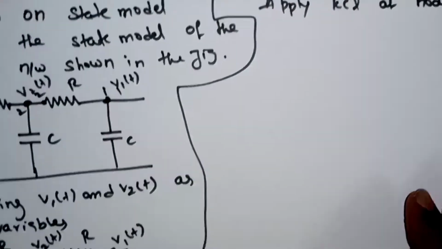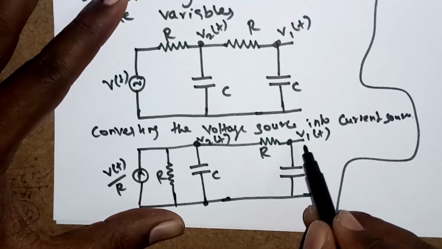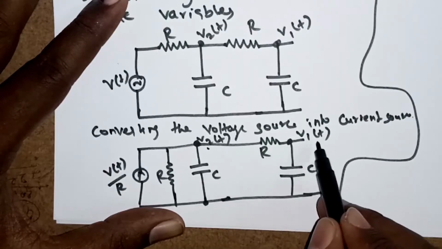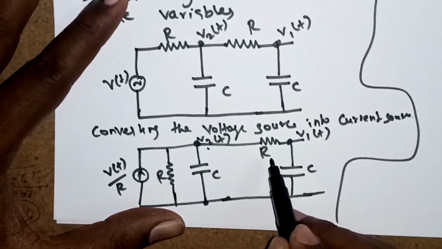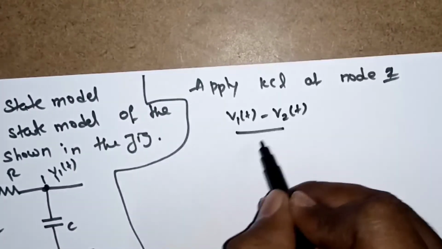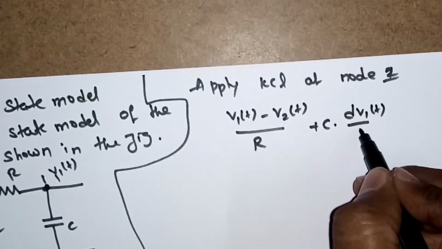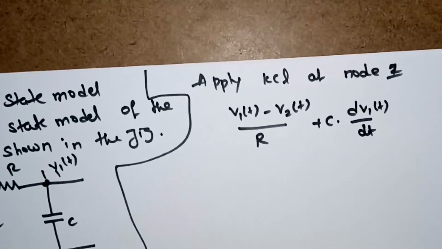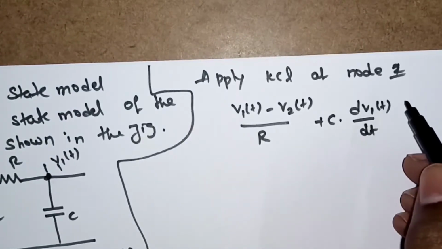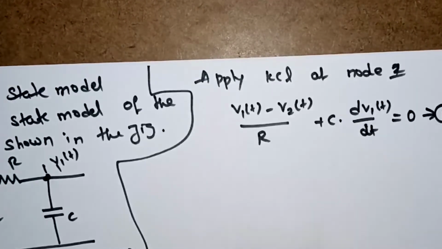What happens from this circuit at node 1? We get V1 of t minus V2 of t, because we are taking node 1 as the reference node. So the equation is (V1 of t minus V2 of t) by R plus C into dV1 of t by dt. So this is the expression. Let it be equation number 1.